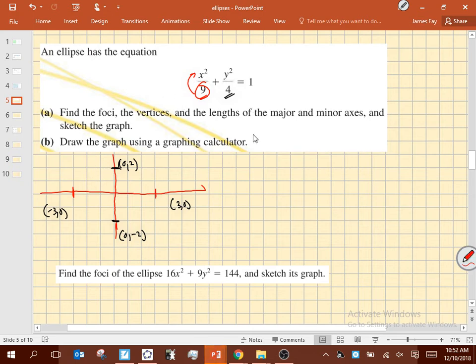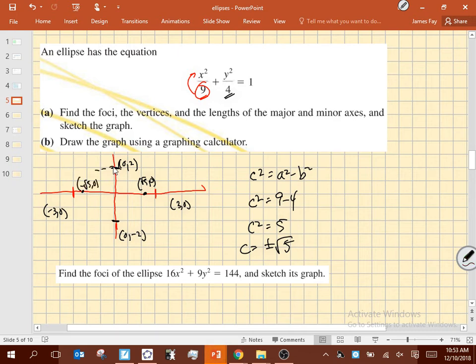And now my foci: c squared is equal to a squared minus b squared. I want a positive number here, so I'm going to go 9 minus 4. That gives me c squared is equal to 5. So c is plus or minus root 5. Whatever plus or minus root 5 is, it's a little bit bigger than 2. So it'd be root 5, comma 0, and over here we would have negative root 5, comma 0.